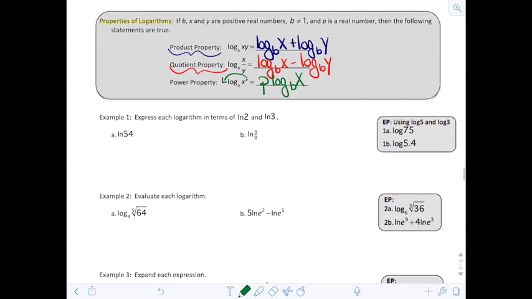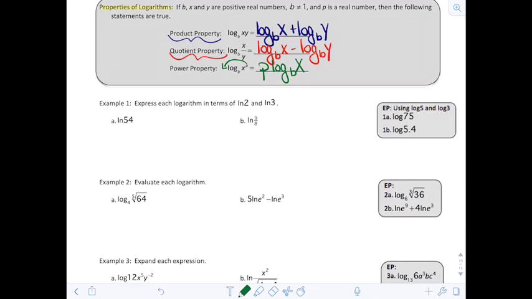techniques. So in example 1, they specifically want us to express these logarithms in terms of the natural log of 2 and the natural log of 3. We're not always going to take them down to prime numbers, but because of the directive in this example, we're going to take it all the way down and look for those specific numbers, 2 and 3. So in example 1a, we have the natural log of 54. There's a couple ways that you can do this. I'm going to show you both, but I want you to just write down one in your notes.